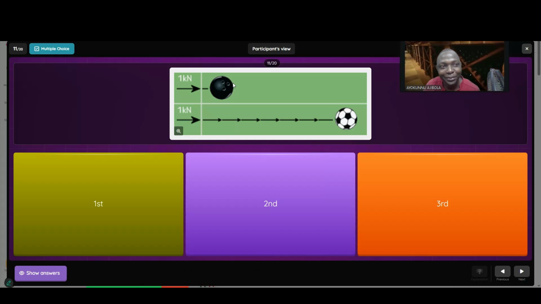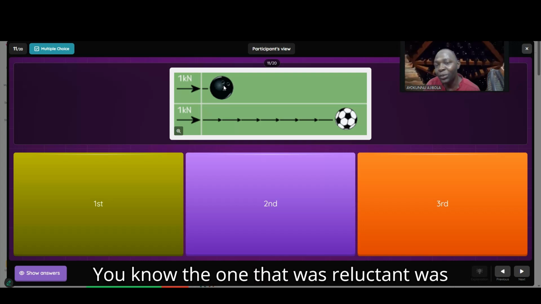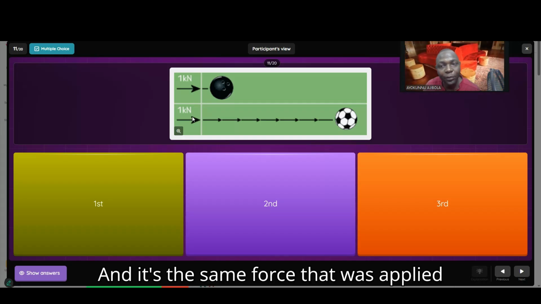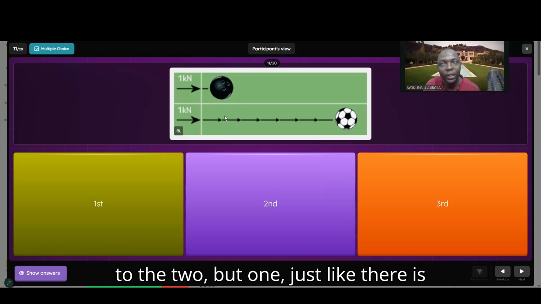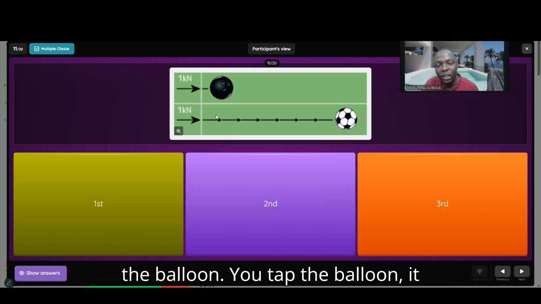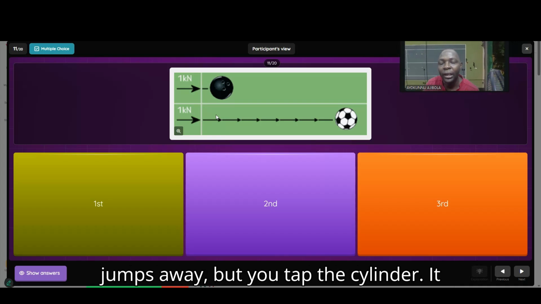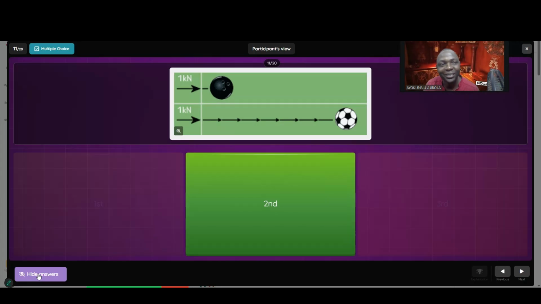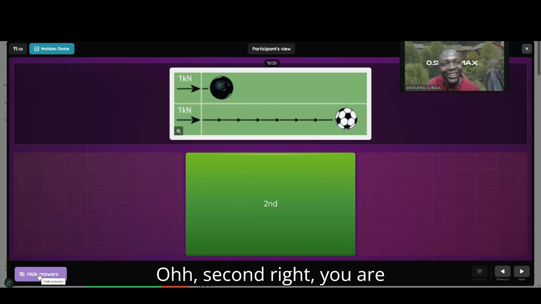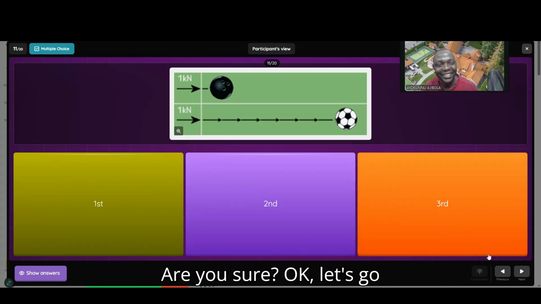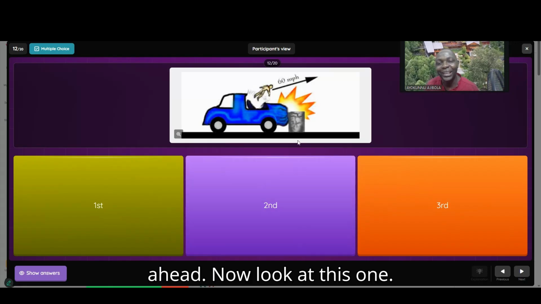Okay. You know, the one that was reluctant was because of its material, right? Yes, sir. And it's the same force that was applied to the two. But just like there is air in a cylinder and there is air in a balloon, you tap the balloon, it jumps away. But you tap the cylinder, it did not move far. First law. Oh, second, right? You are right. Second. Okay. Let's go ahead.